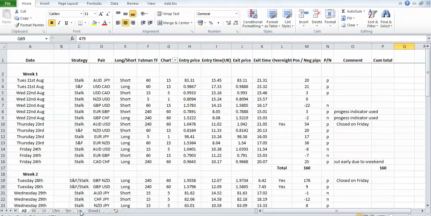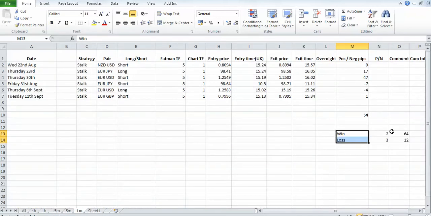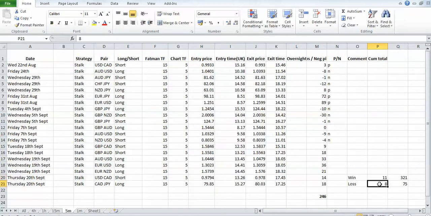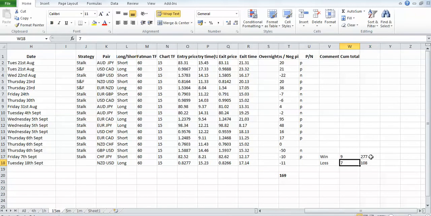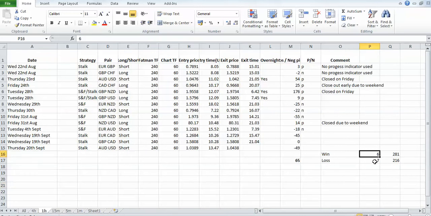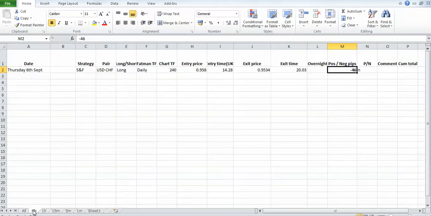So we'll start with the 1 minute. Not many 1 minute scalp trades placed. 2 winners, 3 losers. Total winners 64 pips, total losers 12. Net profit 54 pips. 5 minutes: 11 winners, 8 losers. 321 pip winners, 75 pip losers. Net profit 246. 15 minute: 9 winners, 7 losers. 277 profit winners, 108 loss losers, net 169 profit. 1 hour: 6 winners, 7 losers, 281 profit, 216 loss, net 65, and only one 4-hour trade with a loser of 46 there.